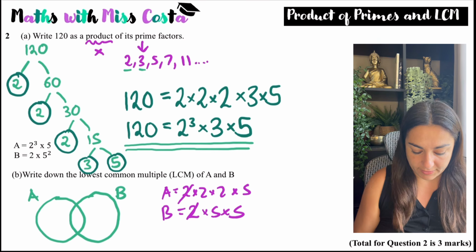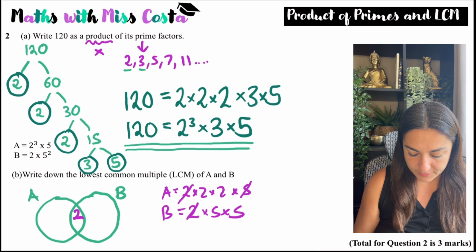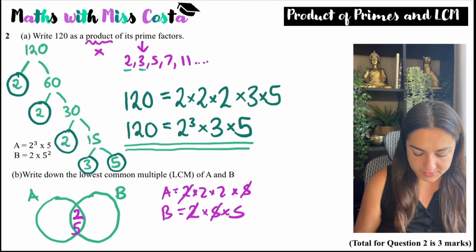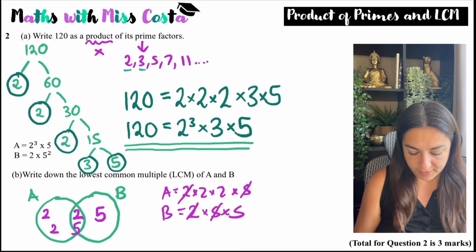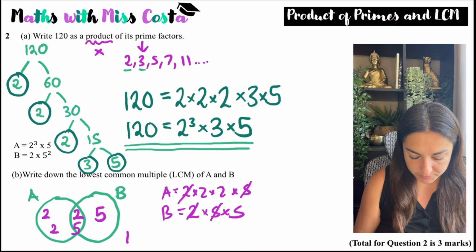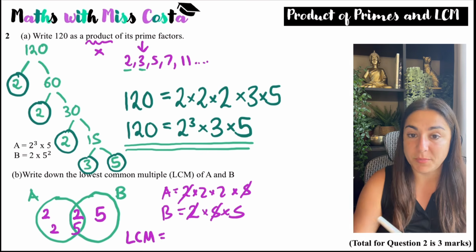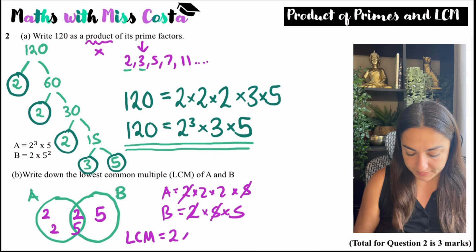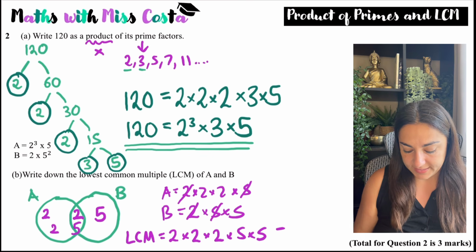Anything that is common. So I've got one 2 that is common to them, and I've got one 5 that is common to them. Then the rest, I'll put 2 and 2 here and 5 over there, and the lowest common multiple is going to be when I multiply everything inside the Venn diagram. So 2 times 2 times 2 times 5 times 5 is going to give me 400.